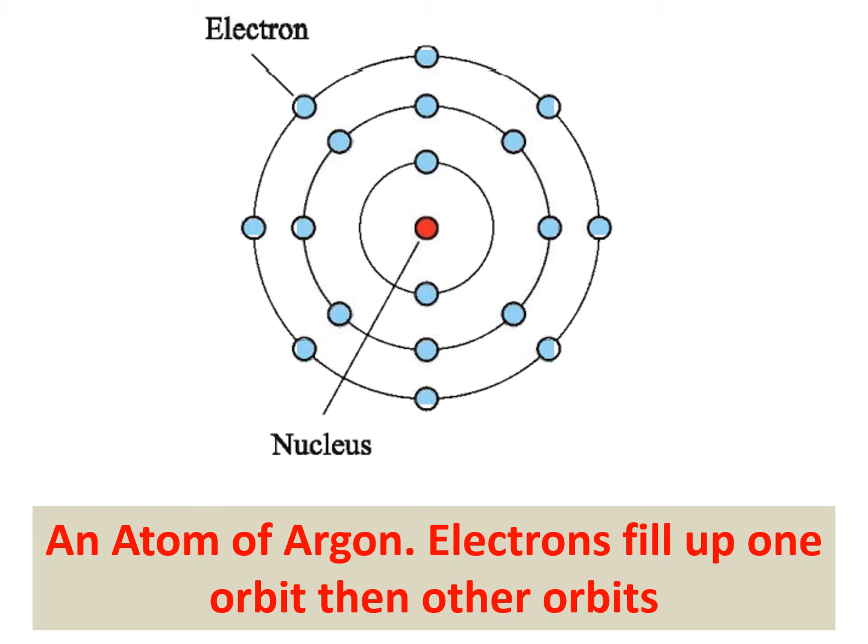I want to show you the construction of an atom. An atom consists of electrons, protons, and a nucleus. Protons and neutrons stay in the nucleus, but electrons stay in different orbits. It's an example of an argon atom. Electrons fill up one orbit and then other orbits.